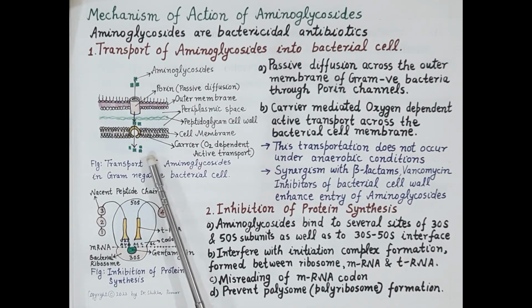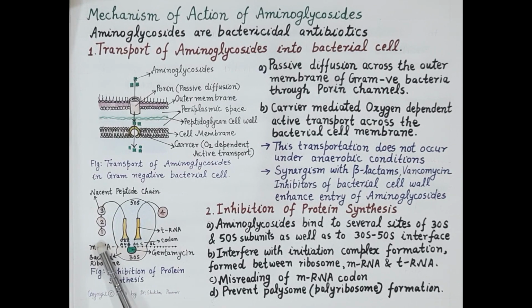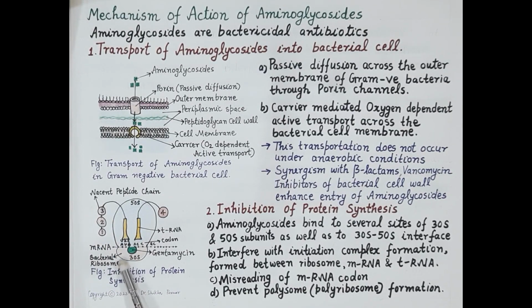Now, once inside the bacterial cell, aminoglycosides bind to ribosomes. So, look at this figure. This is a bacterial ribosome. It is made up of two subunits, 50S subunit and 30S subunit. This is messenger RNA, and these are codons on the surface of messenger RNA. Each codon is made up of 3 nucleotides, and this codon codes for a specific amino acid. This is transfer RNA, and this is the nascent peptide chain that is attached to the transfer RNA.